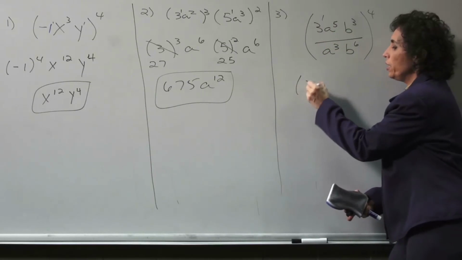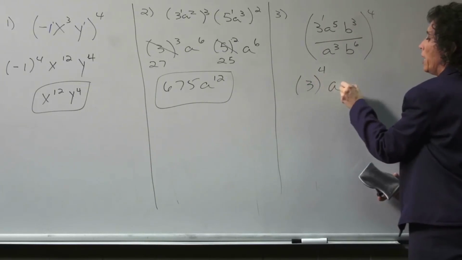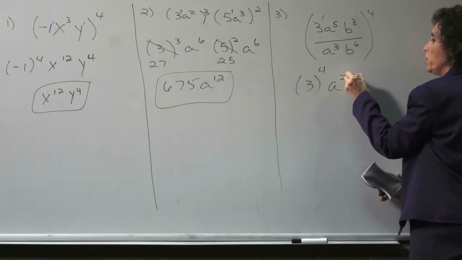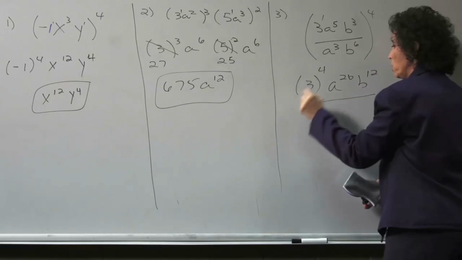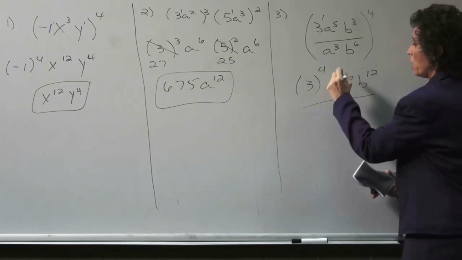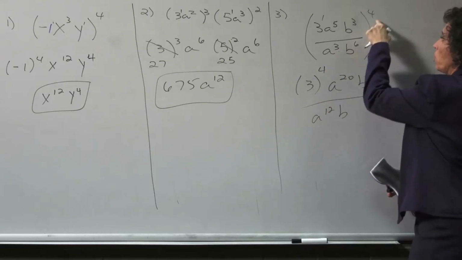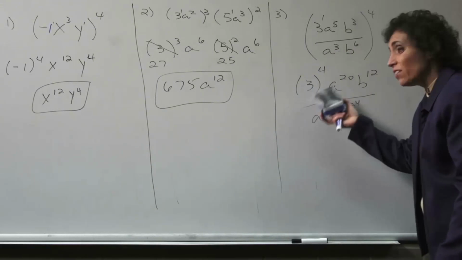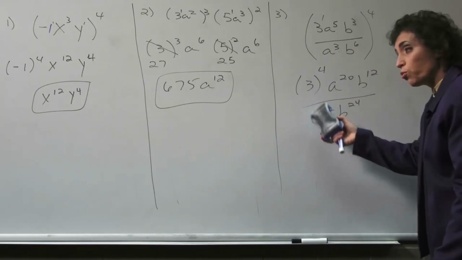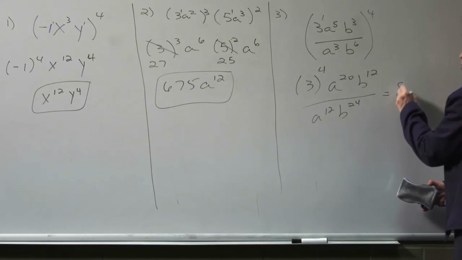So I'm going to go 3, keep the base, 1 times 4 is 4, a to the 5 times 4 is 20, b to the 3 times 4 is 12, that is 20, a to the 3 times 4 is 12, b to the 6 times 4 is 24. Okay, now you can either leave that as 3 to the 4th or do 3 to the 4th. 3 to the 4th is 81. That's absolutely up to you.